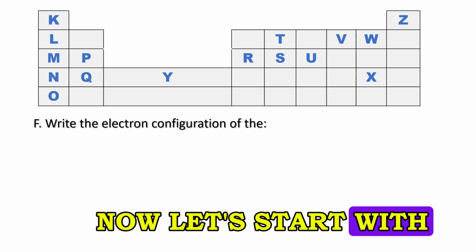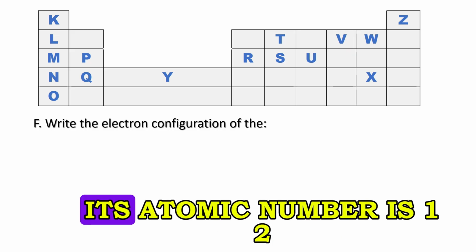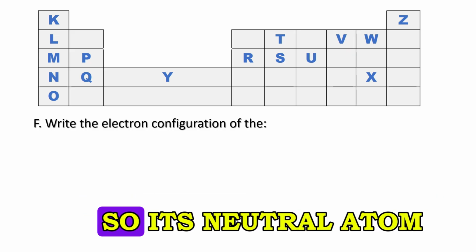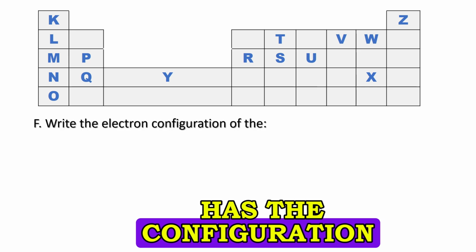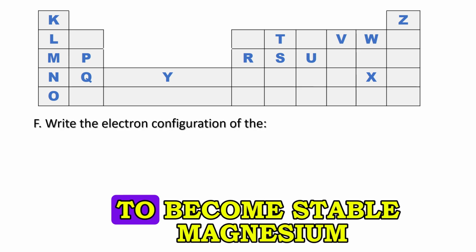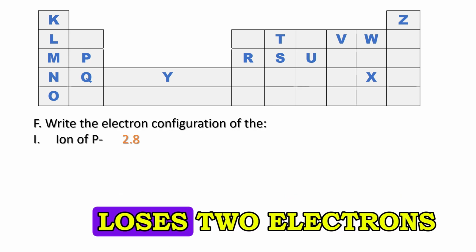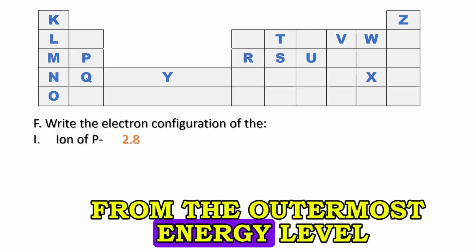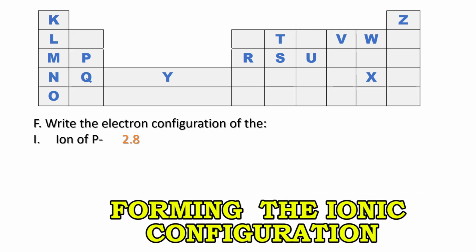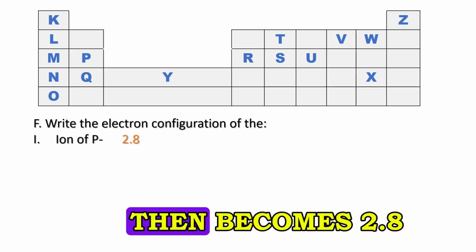Now, let's start with magnesium, P. Its atomic number is 12, so its neutral atom has the configuration 2,8,2. To become stable, magnesium loses 2 electrons from the outermost energy level, forming Mg2+. The ion's configuration then becomes 2,8.